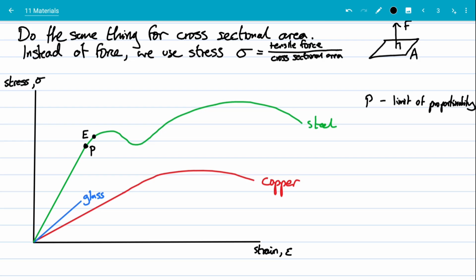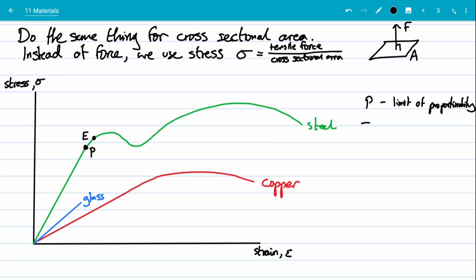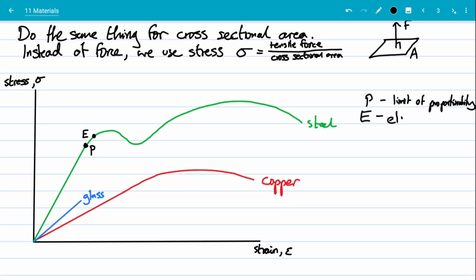Right, E. So you've got E. E is the elastic limit. So what that means is that if we extend it beyond the elastic limit, it will not return to its original shape. And you'll notice that that's past the straight part.